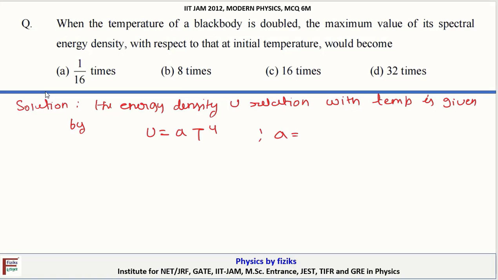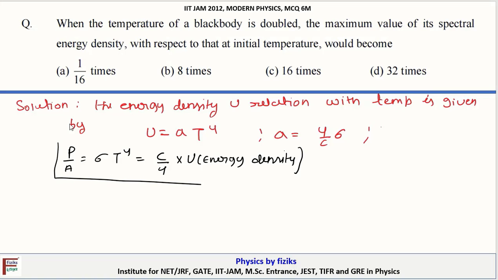A is defined as 4 sigma by c. Further, this relation you can note down. For a black body, power is equal to sigma T to the power 4 is equal to c by 4 into energy density U. That is the relation which you should always keep in mind with respect to black body radiations.